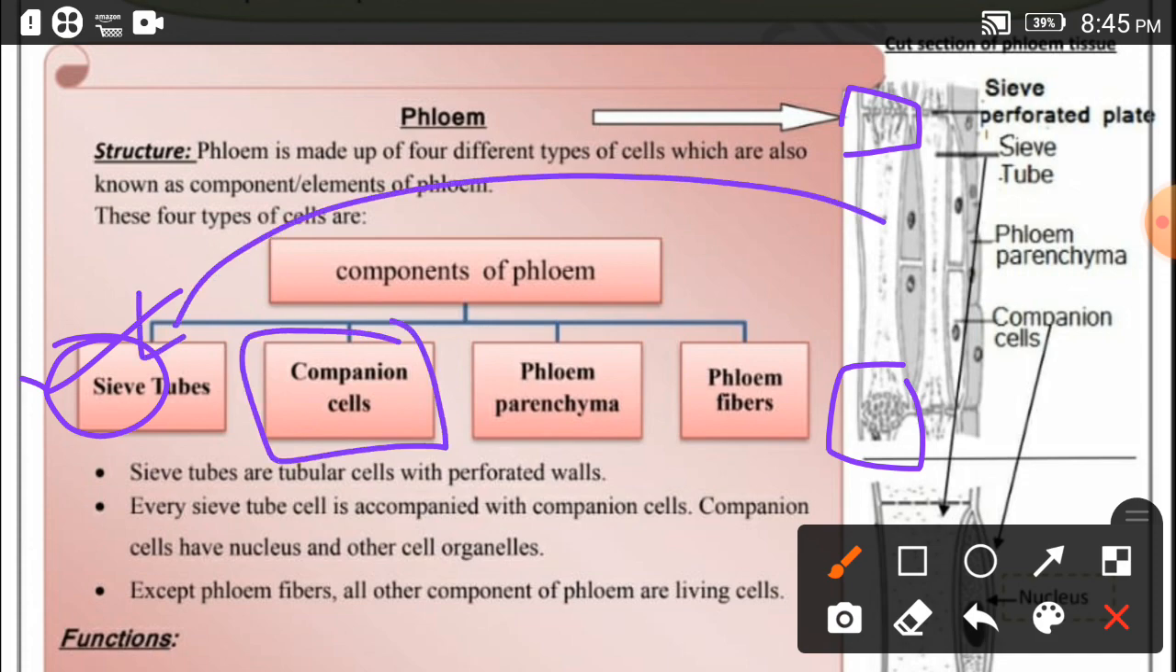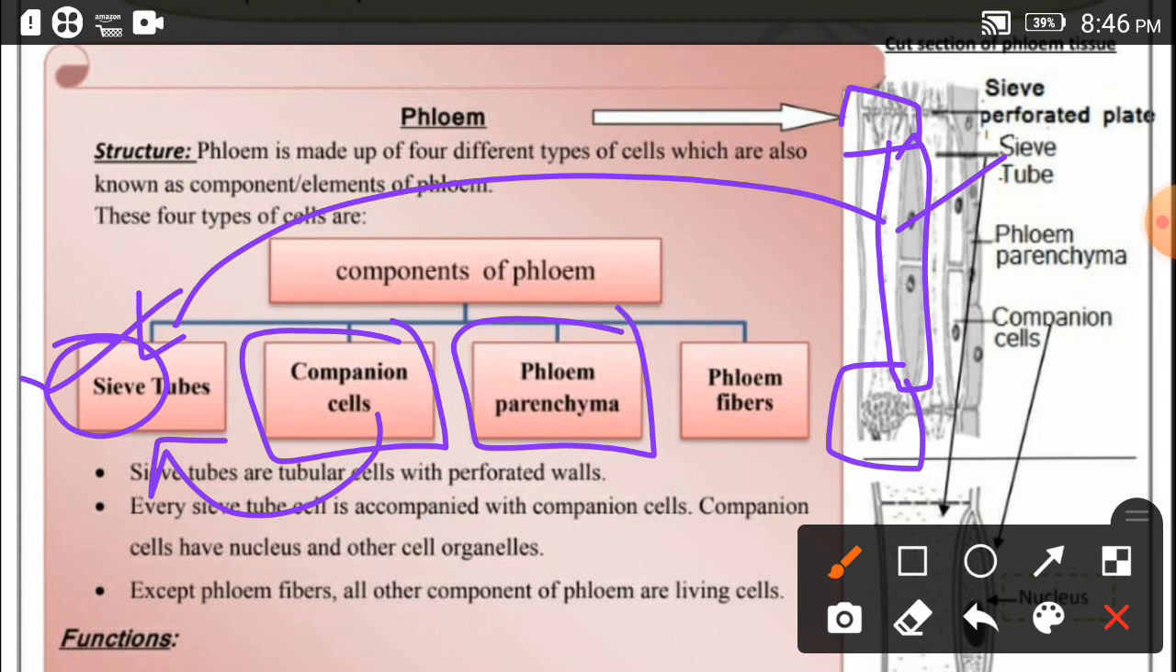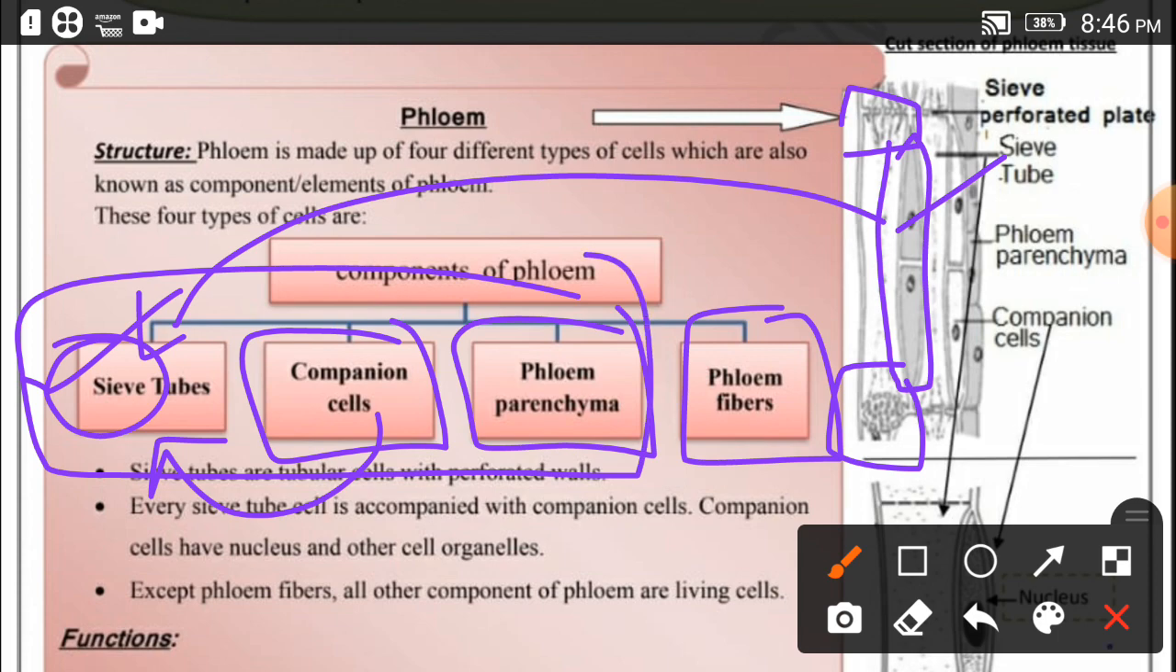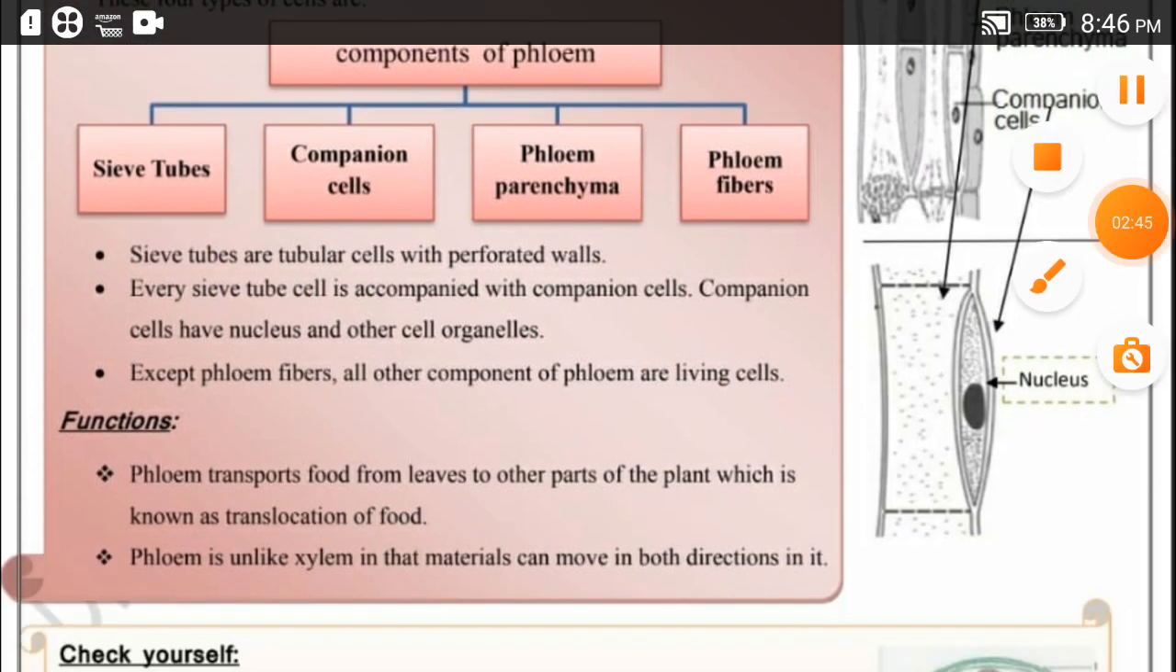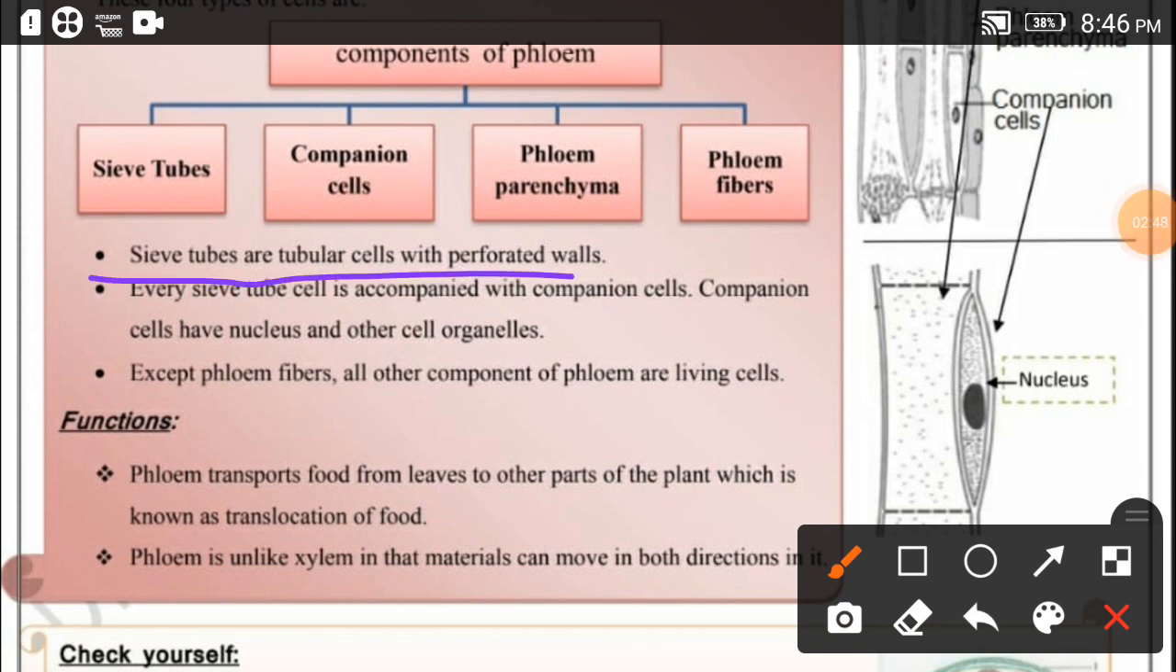The companion cell, as its name indicates, companion means the cooperative cell of the sieve tube. The cooperative cell of a sieve tube is known as the companion cell. So here we can observe the companion cell. The phloem parenchyma is like the xylem parenchyma, and the phloem fiber is like the xylem fibers that give strength or support to all these components. So we have discussed these components.